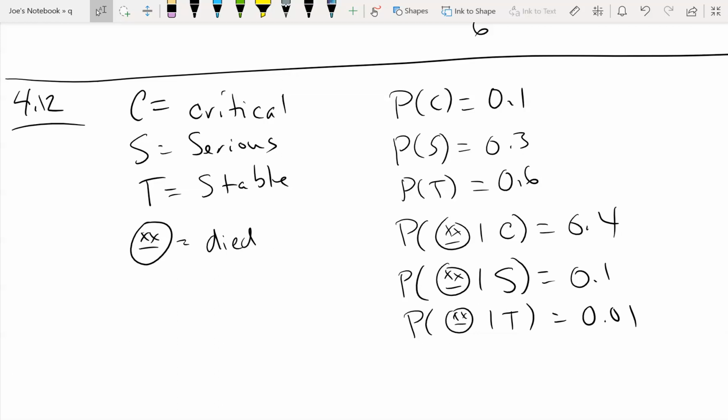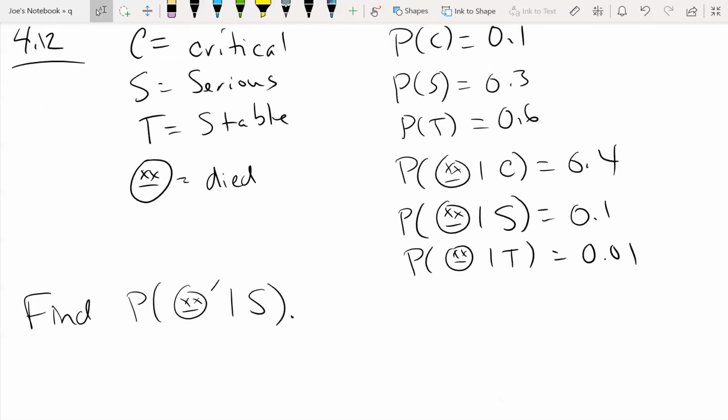All right, so there's all our given information. What is it that we want to compute? Probability of dead given S. We have a dead complement here because it said they survived. We have those two possible categories: either they're dead or they survived, one of the two.